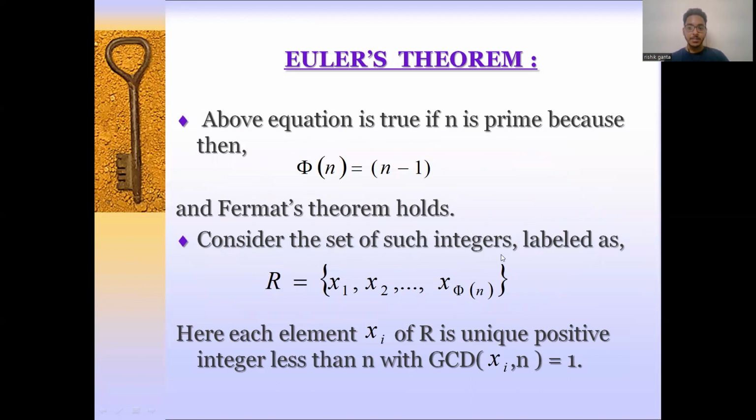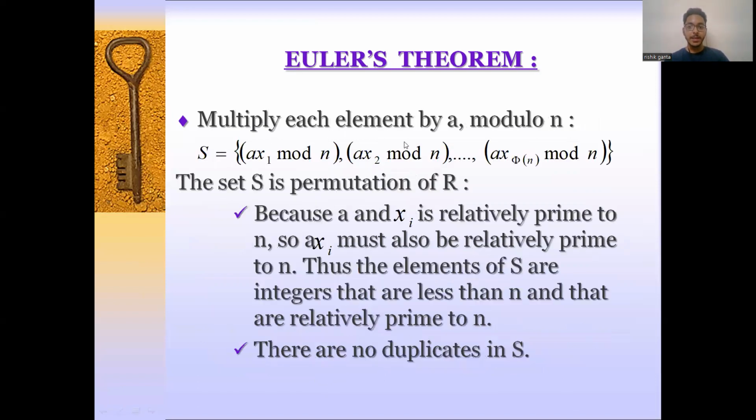Consider the set of integers labeled as R: x1, x2, x3, so on, x phi of n. Here each element xi of R is a unique positive integer less than n with a GCD of xi comma n equal to 1. That is, R is a set of numbers relatively prime to n. Multiply each element by a and take modulo n. Then we get the set S equal to a x1 mod n, a x2 mod n, so on until a x phi of n mod n.